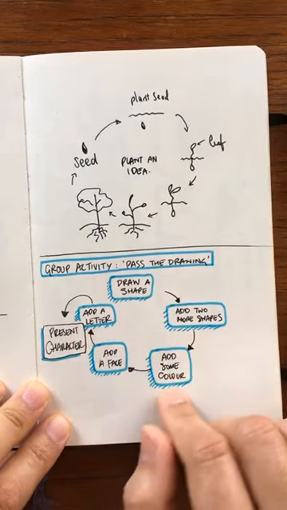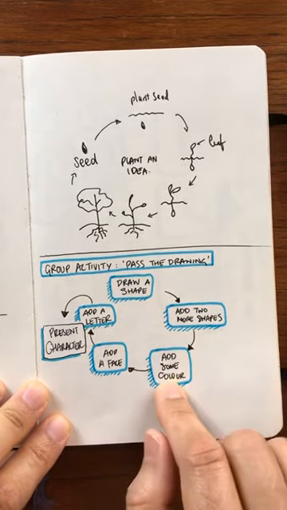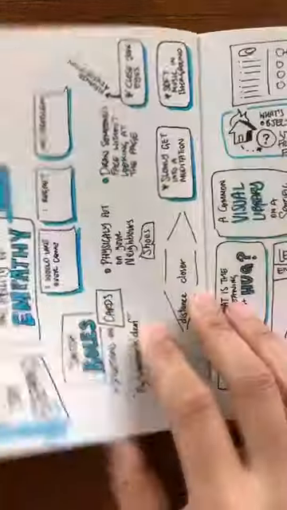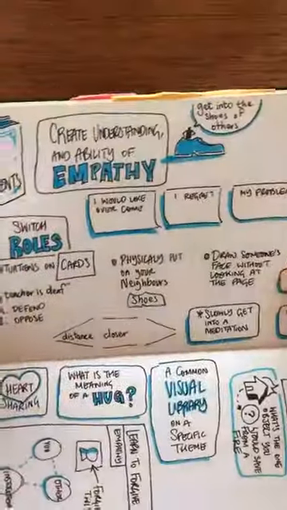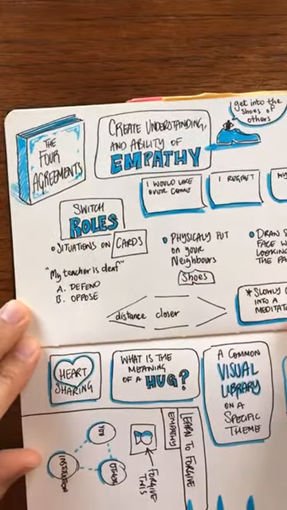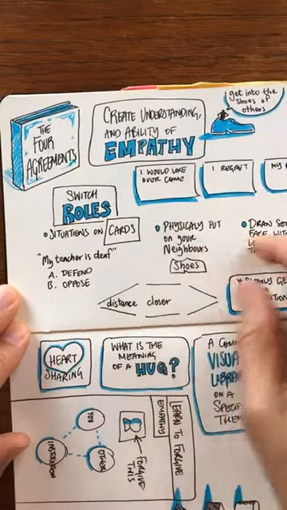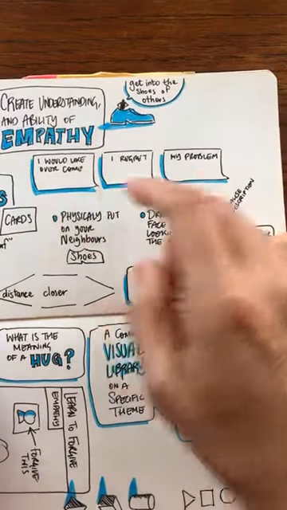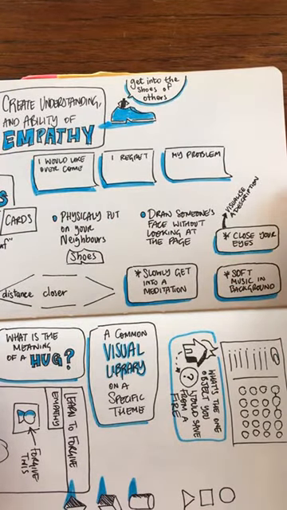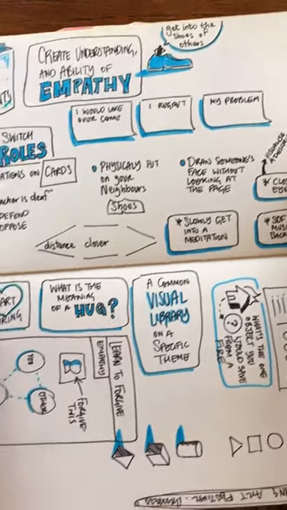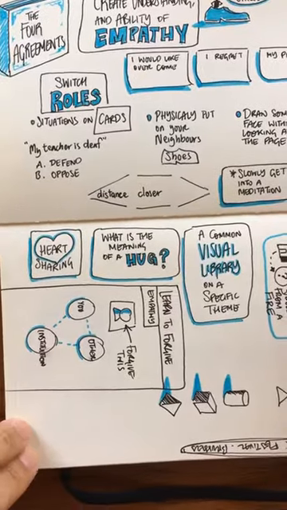Some notes about processes. I don't know what this is about. I can't remember what this is about. What's this? Oh, this is from the book, The 4 Agreements. Let's probably hear some takeaways from the book. Creating understanding and ability of empathy. I haven't seen this in ages, so it's funny to go through this again. Try and make some sort of meaning out of all of this.